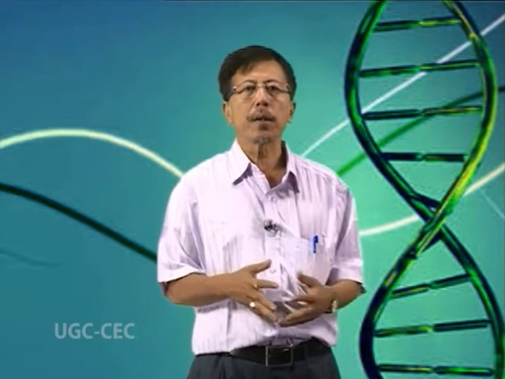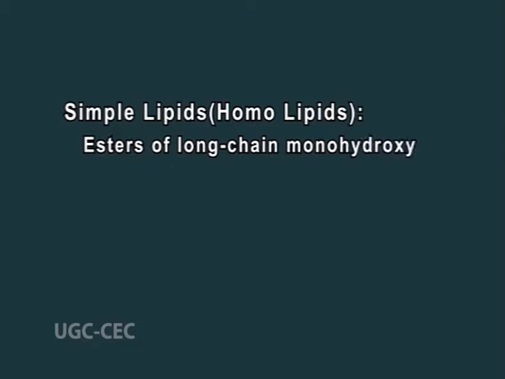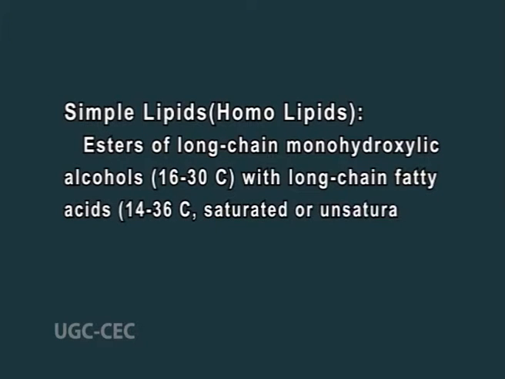Let us now look at simple lipids, also known as homolipids. These are esters of long-chain monohydroxylic alcohols containing from 16 to about 30 carbon atoms with long-chain fatty acids containing 14 to 36 carbon atoms, either saturated or unsaturated acids.